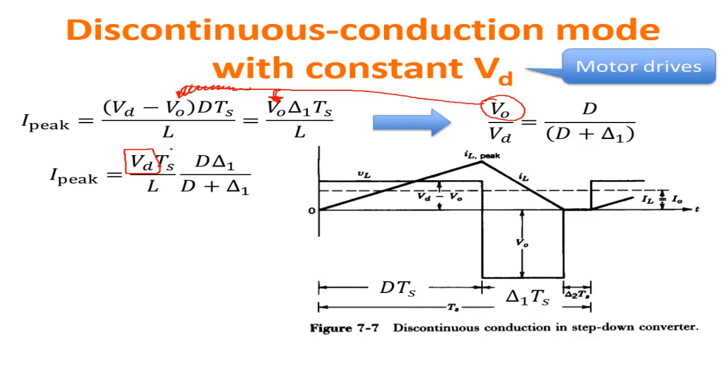Actually, what we do is the following thing. We keep this expression for I peak, the peak current, and substitute in the place of VO this expression, the expression given here. So you see, we move this in the place of VO, we write VD times D over D plus delta 1, and we copy the rest. So we just took VO from this expression, we put it here, and we obtain this one.